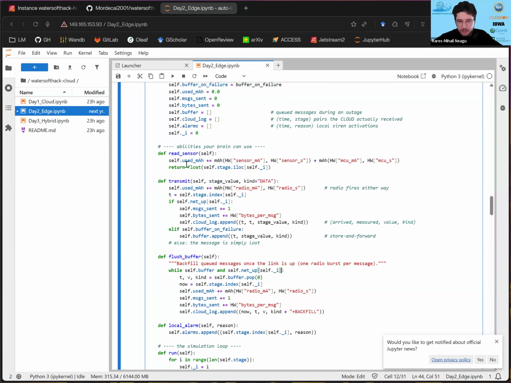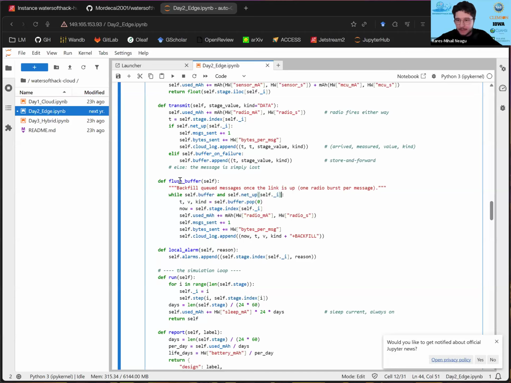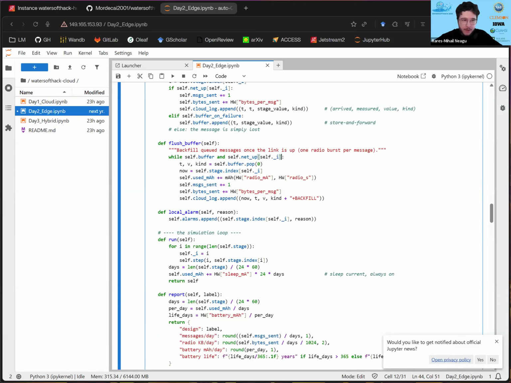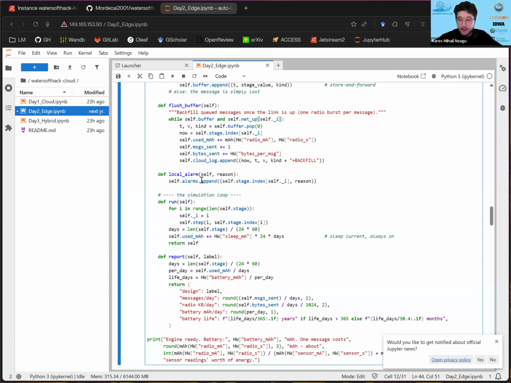This is technically not ability three. Ability one is reading the sensor, ability two is transmitting, and flush is more like a helper function. Now we're going to have ability three, which is firing a local alarm. If it detects a problem, it's going to fire the on-site siren. It's going to sound around the facility or wherever it's placed, and it's going to record the time and the reason. Crucially, and this is very important, this doesn't require a network. This is the whole point of the edge's autonomy. It's just like signaling an event.